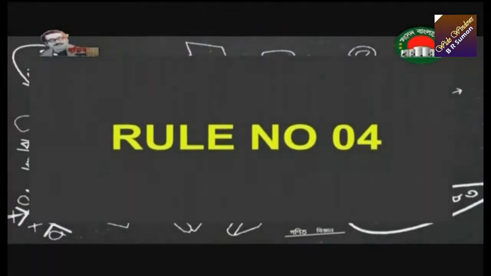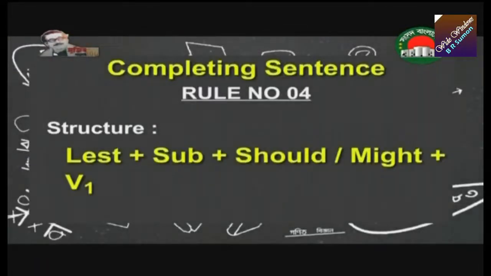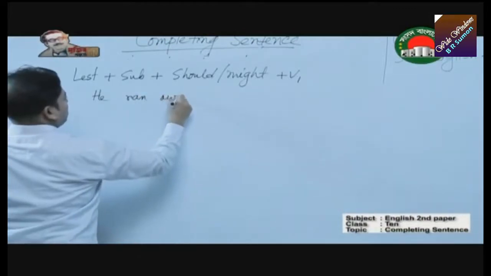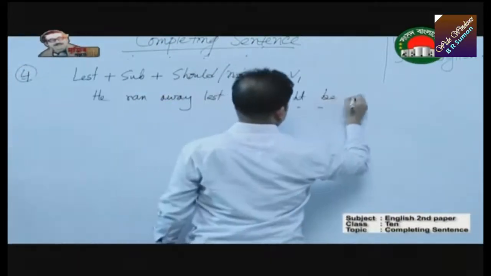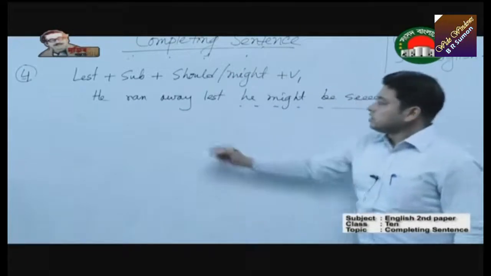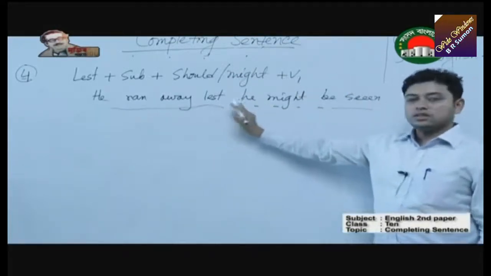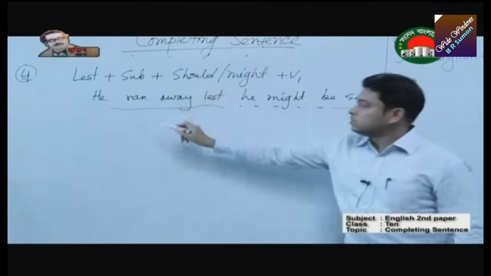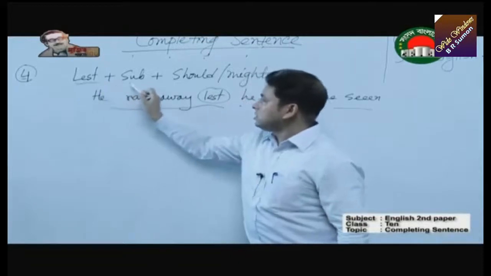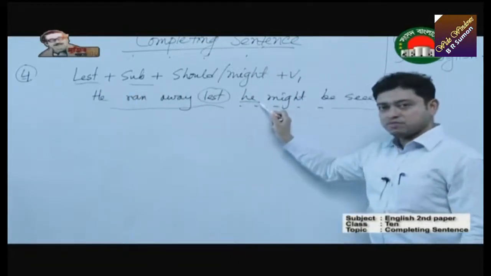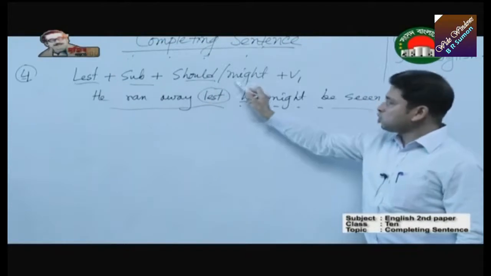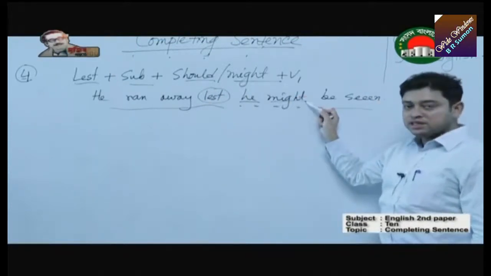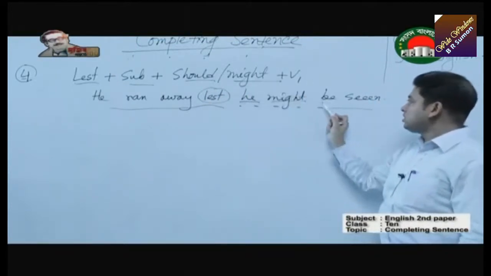Rule number 4: lest plus subject plus should or might plus V1. Example: he ran away lest he might be seen. So he ran away lest. This is mentioned in the sentence. You have to complete it. How? See the rule. If there is lest, then the subject will be there. So you have to bring a subject, then the subject will follow either should or might. So I have written might, then we know this is a modal verb acting, then there will be the base form of the verb.